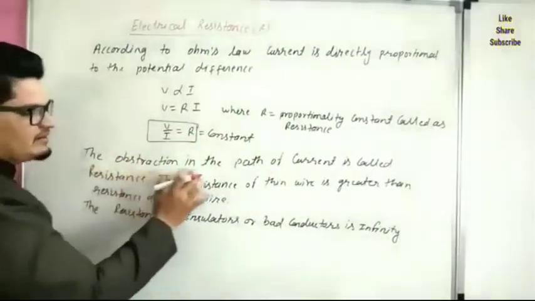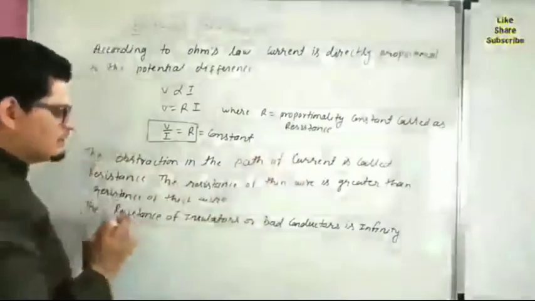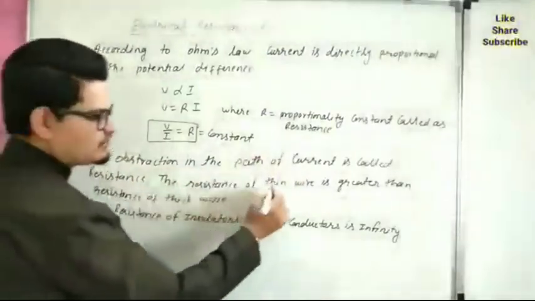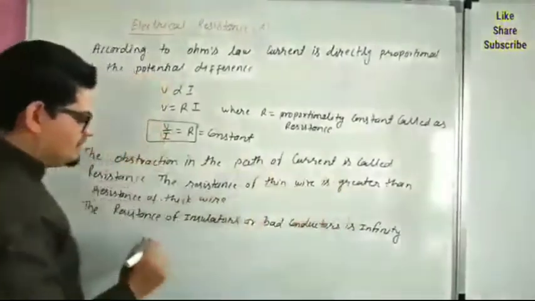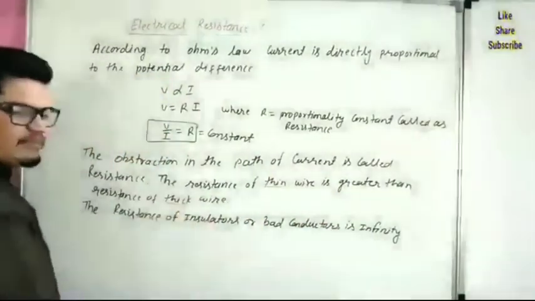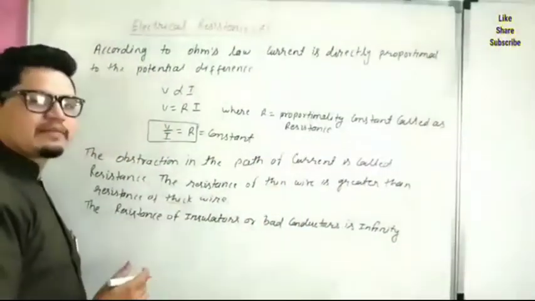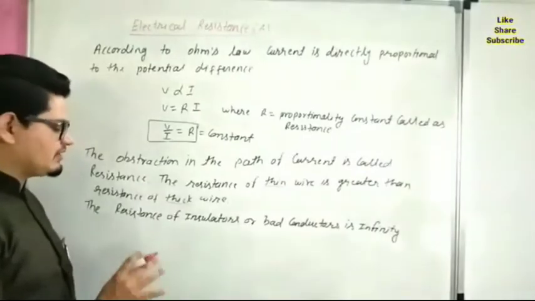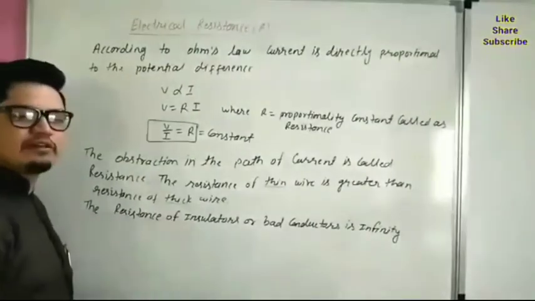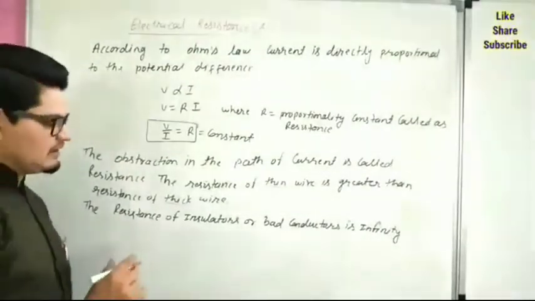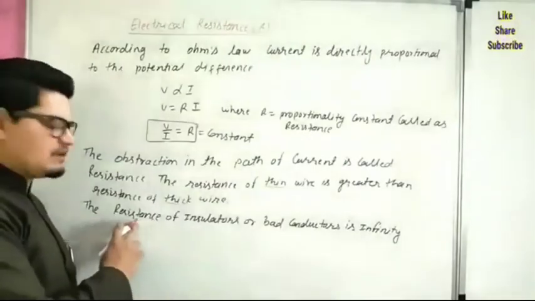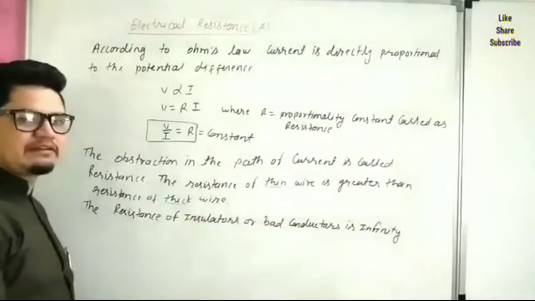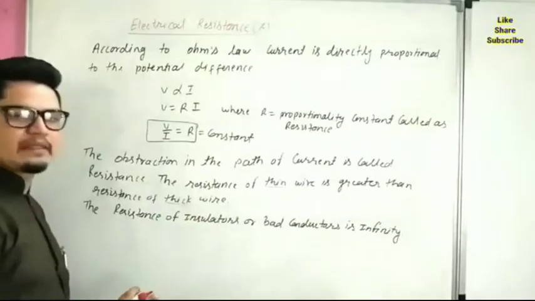The obstruction in the path of current is called resistance, and the resistance of a thin wire is greater than the resistance of a thick wire. The resistance of an insulator or bad conductor is infinity.